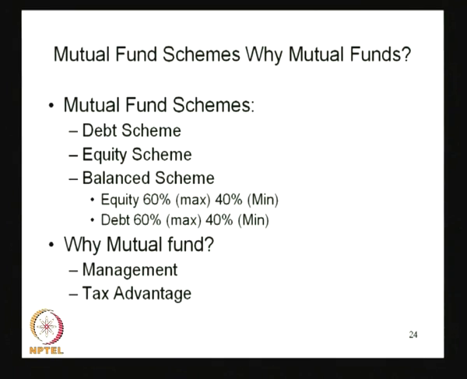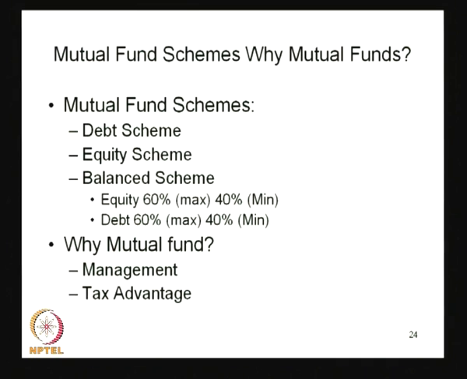Mutual fund schemes can be a debt scheme, an equity scheme, or a balanced scheme. In the debt scheme, basically it is 100% debt instruments like corporate bonds, etc. And in the balanced fund it is generally a maximum of 60% equity and 40% debt, or 60% debt and 40% equity.